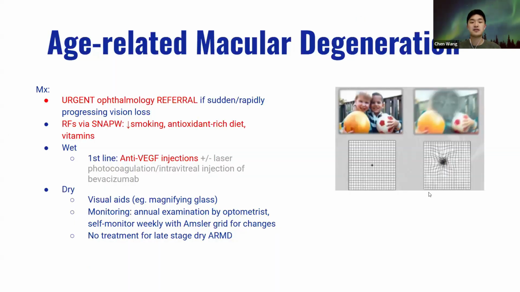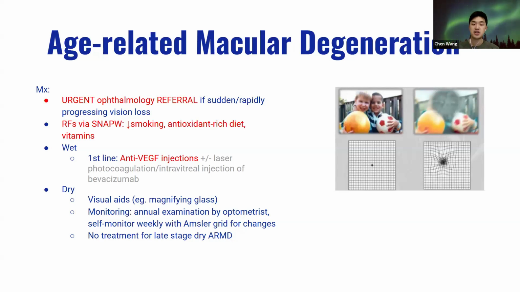So if someone has wet age-related macular degeneration, it is an urgent ophthalmology referral if they have sudden and rapidly progressing vision loss. Wet age-related macular degeneration is treated by the ophthalmology team with anti-VEGF injections and/or laser photocoagulation or intravitreal injection of such an agent.